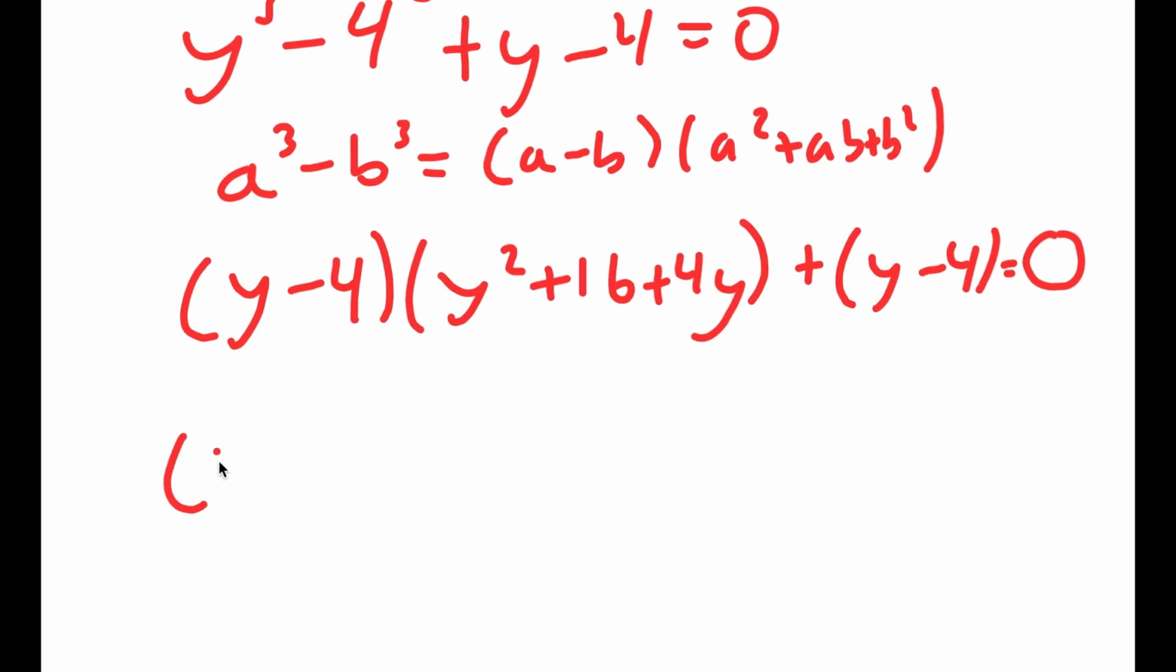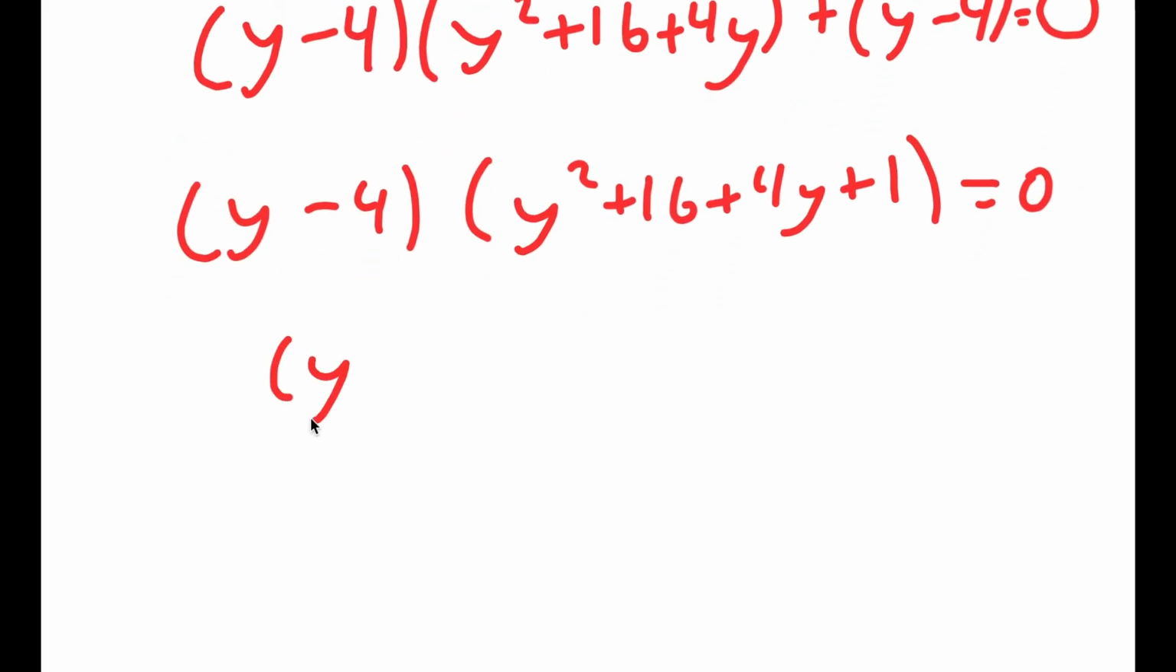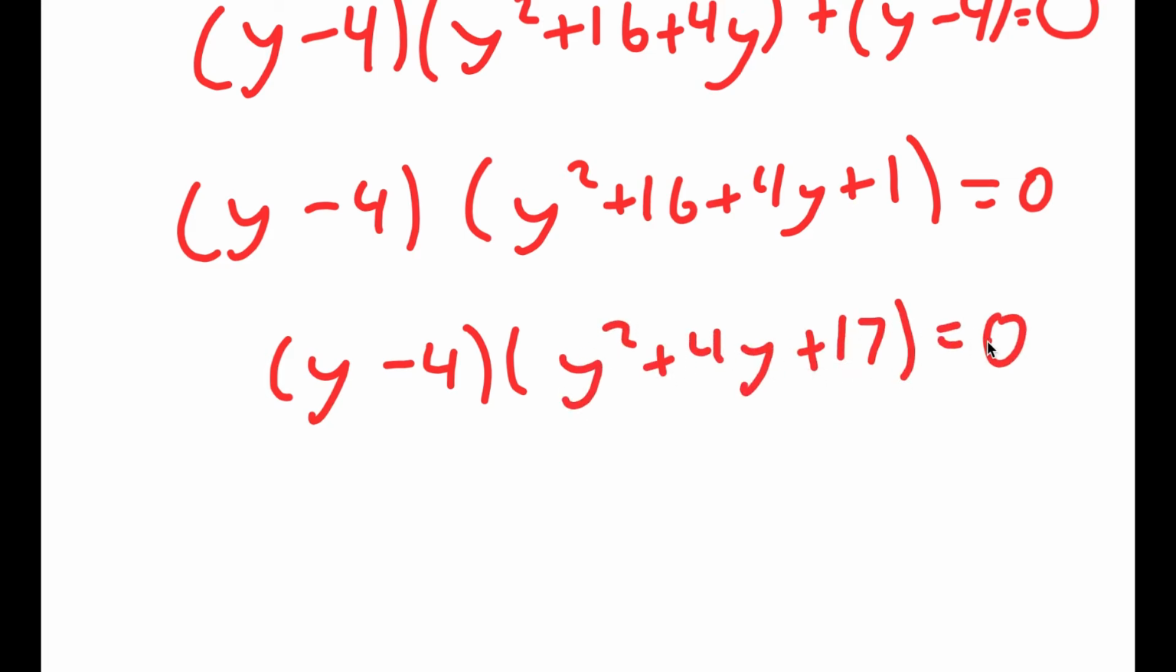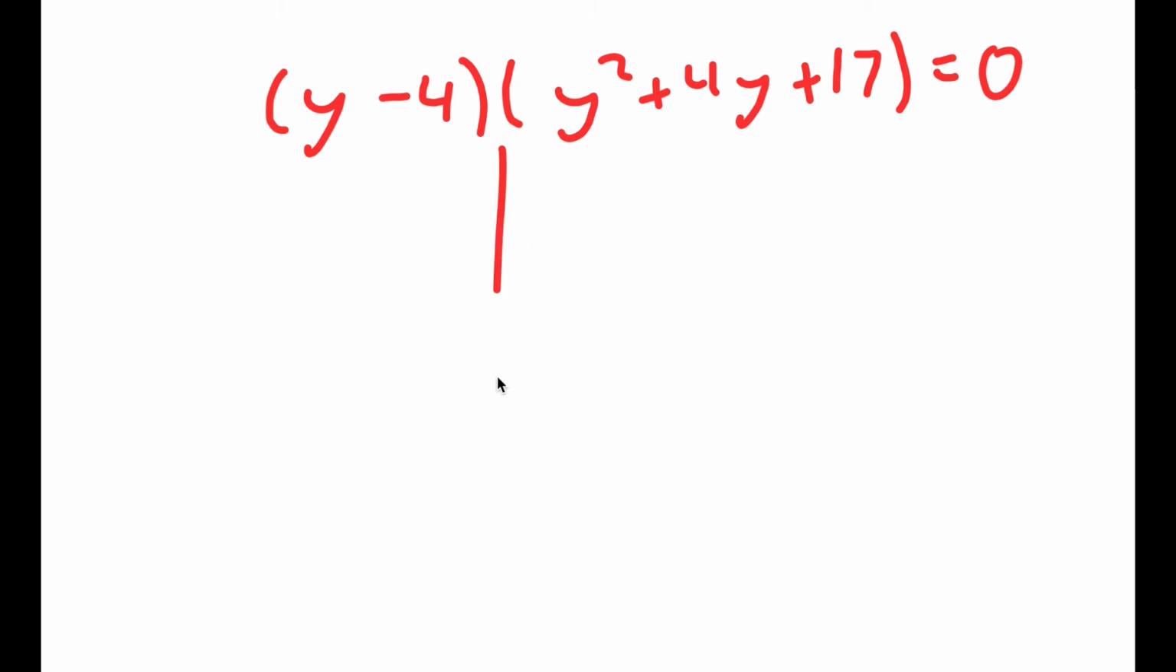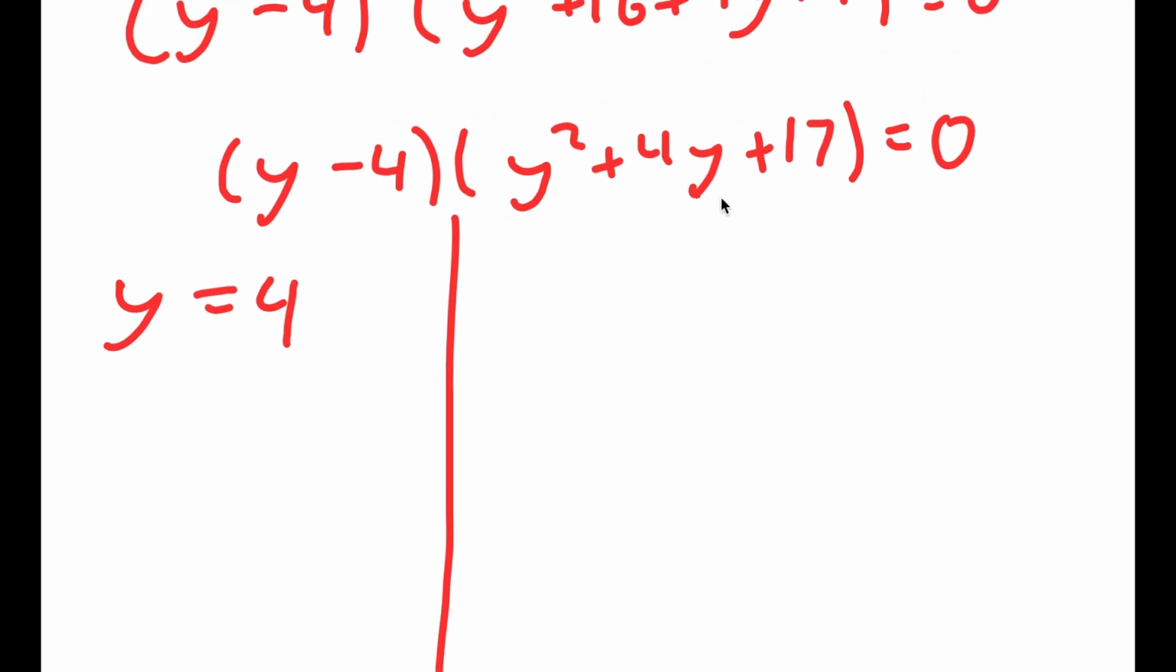And now if I factor out y minus 4, I get y minus 4 times y squared plus 16 plus 4y plus 1. And this is equal to y minus 4 times y squared plus 4y plus 17 is equal to 0. So now this gives me two equations. I have y minus 4 equals 0, meaning y equals 4, and I also have y squared plus 4y plus 17 is equal to 0.